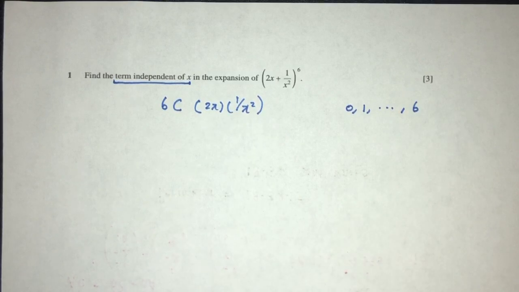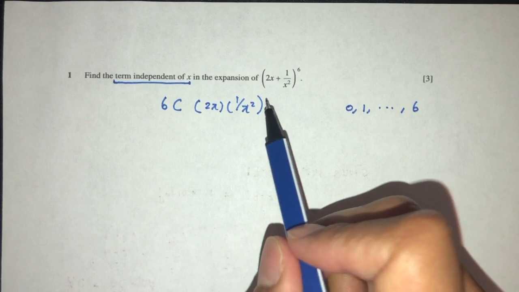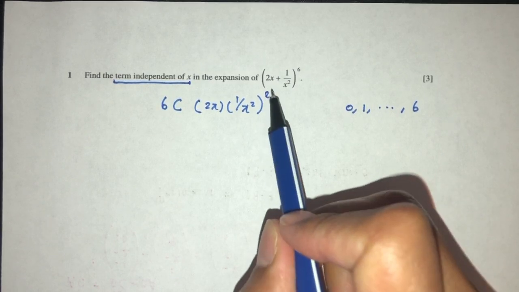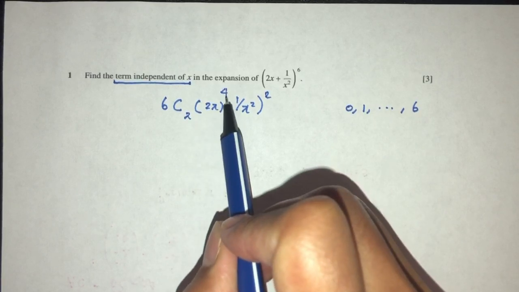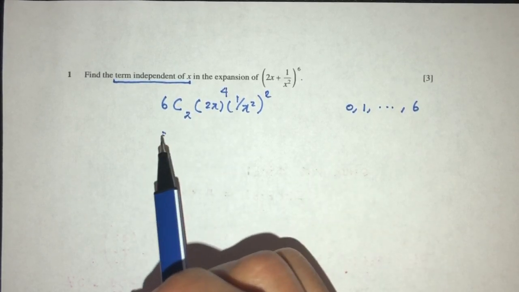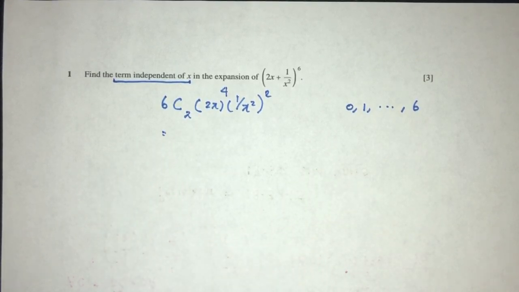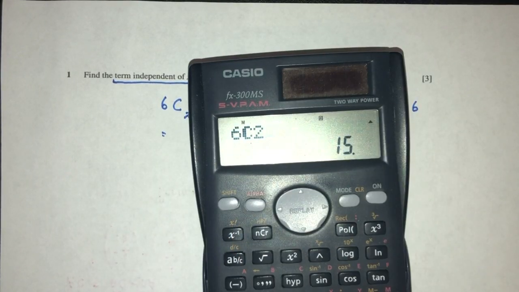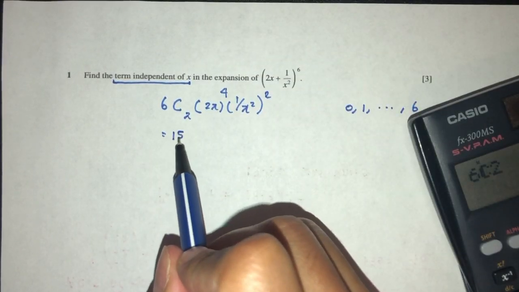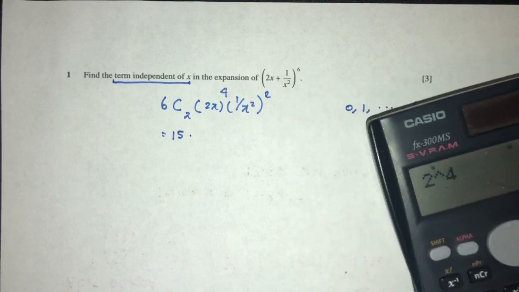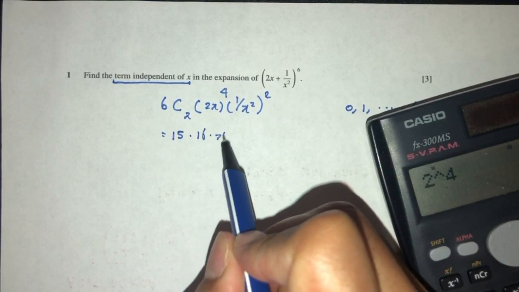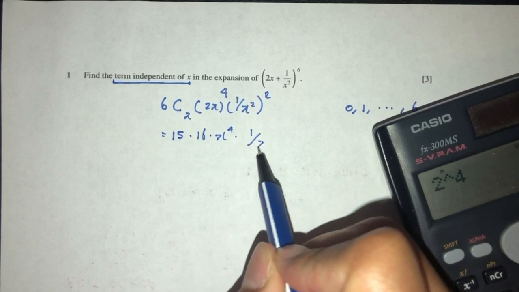For example, again it is by trial and error. I will choose the number 2 here. If I have 2 here, this will be 2 as well. 6 minus 2 is 4. Now we can try to simplify. Now what is 6 choose 2? That will be 15. 2 power 4 will be what? 16. That will be x power 4, and that will be 1 over x power 4.